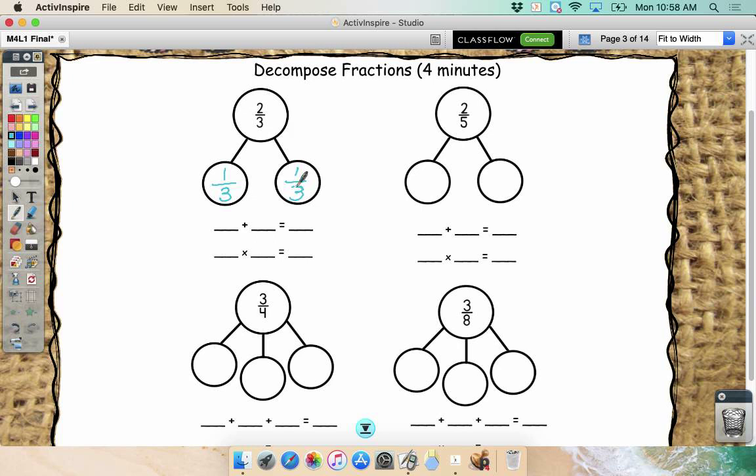You agree? And then there's 2 ways to write that. You can write it as repeated addition, or you can write it as multiplication. So repeated addition is just what we have in the number bond, isn't it? Okay. What about multiplication? 1/3 times 2. Or 2 times 1/3. Either way. Okay. And I think of this as 2 copies of 1/3.